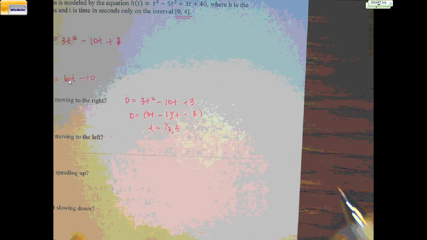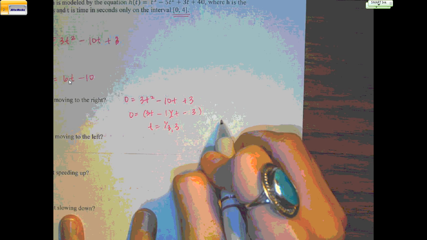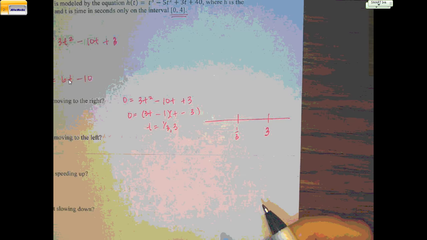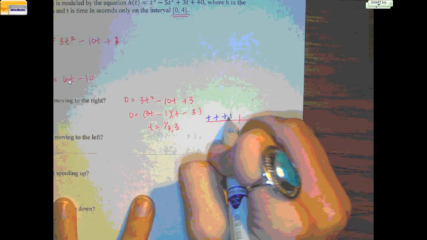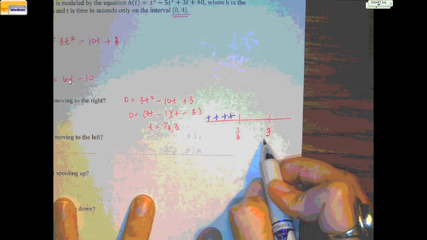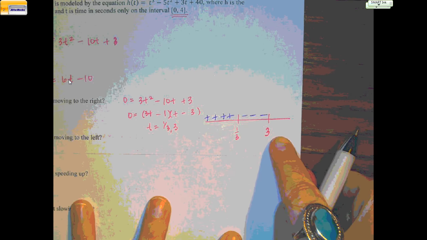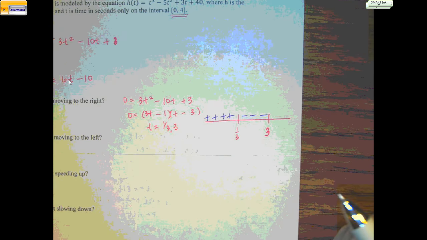Then you set up your number line because it's at those two times that the yo-yo changes direction. So I've got 1/3 and 3. Now I need to test each section. Take a 0 and plug it in, and I'm going to get a positive number. If I take a number between these two, like say 1, and plug it in, 3 minus 10 is a negative 7, plus 3, and that's going to be a negative. If I take a number bigger than 3, like say 10, and plug it in here, I'm going to get a positive.